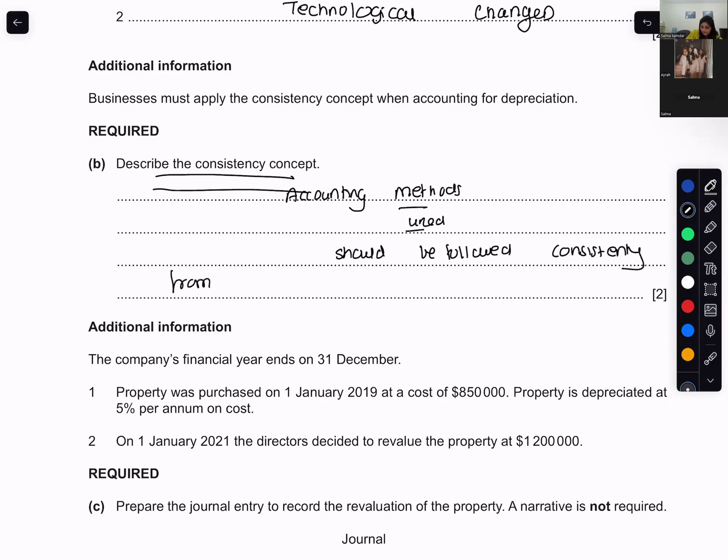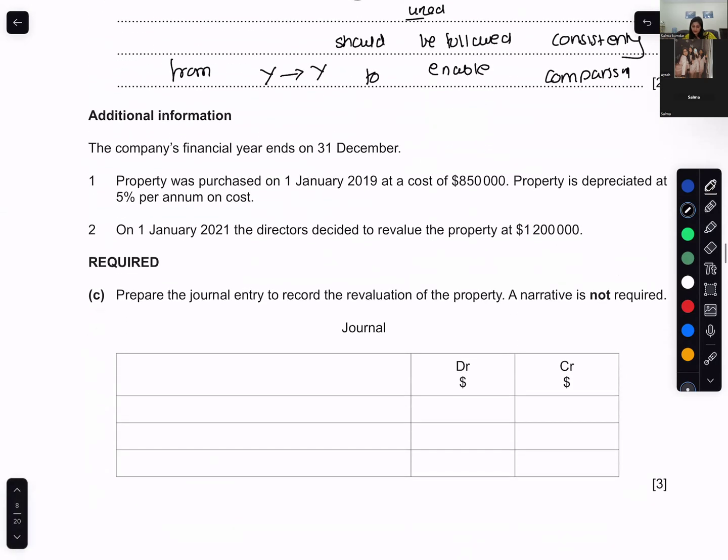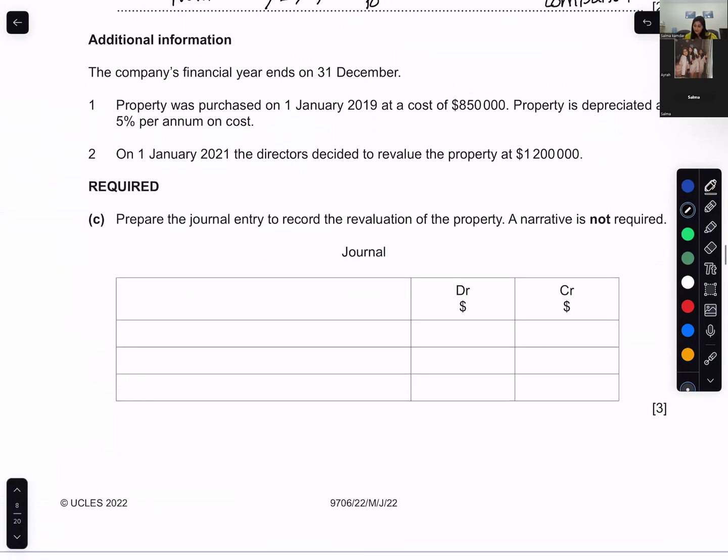Why? So that you can compare it with the previous year, to enable comparison. So accounting methods used should be followed consistently from year to year to enable comparison. Now read ahead, please.